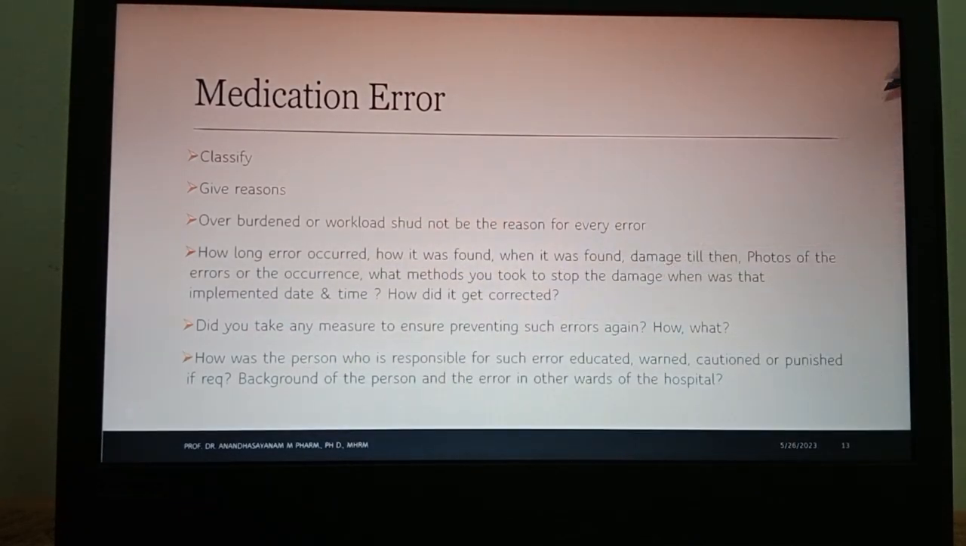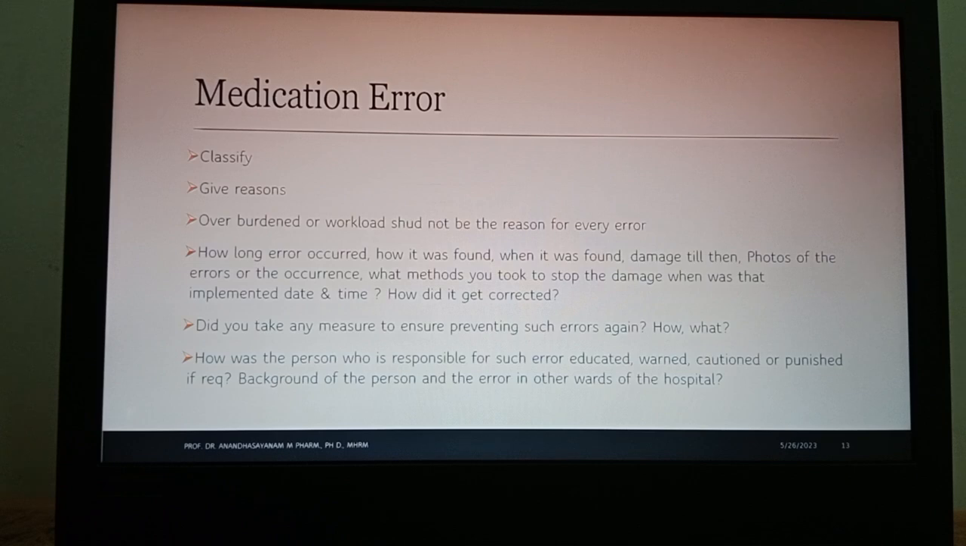Medication error, as usual, again classify the medication error, give reasons. One reason I am seeing again and again for all the medication errors, many types of medication error: doctor is overburdened, nurse is overburdened, pharmacist was overburdened with the workload. Please don't give such kind of reasons, because we are getting paid, and we are in the healthcare services, and we are not here to give reasons for our mistakes.